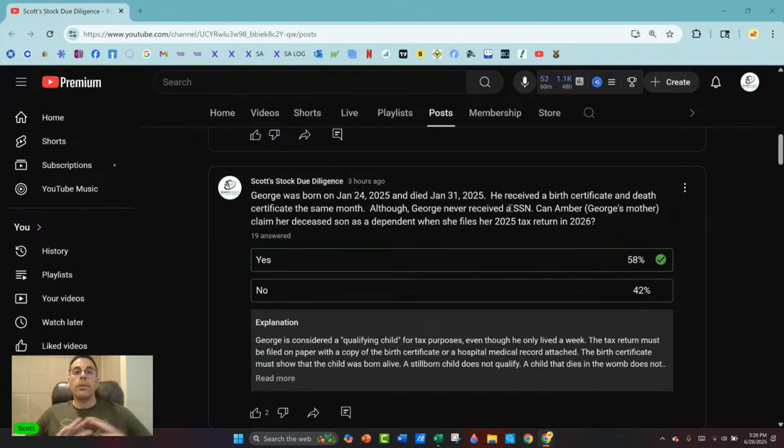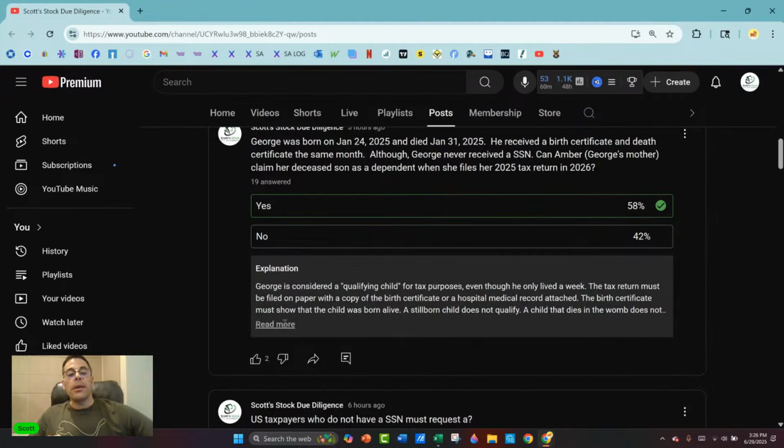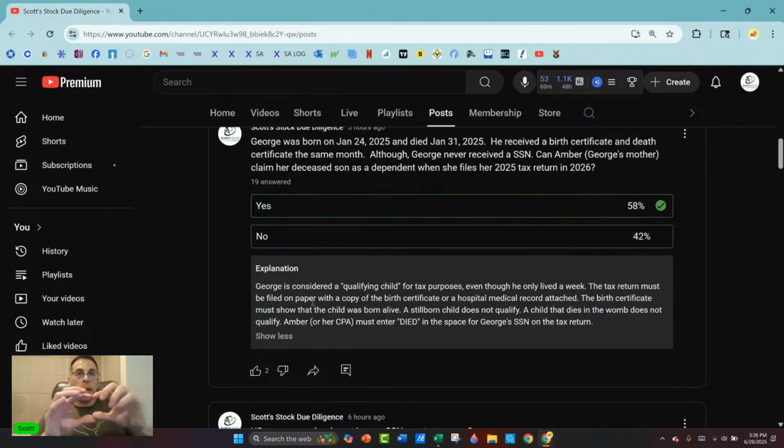And if they have a social security number, then it's fine. Then they could claim that child as a dependent. But if they do not have a social security number, then you have to do a paper filing, because if you do online filing, there's no area. You can't, under social security number, you have to put a number in. It will not go to the next screen unless you put a 9-digit social security number. But if you do a paper form, you can just write the word died in the social security number. And obviously you need to provide proof.